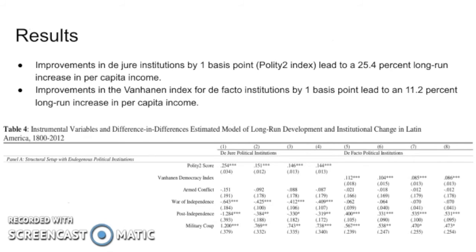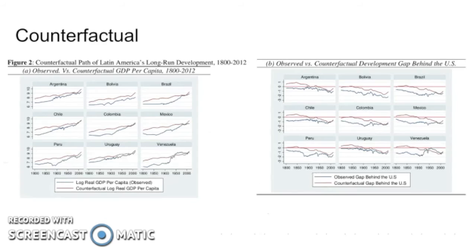The following are some key findings in the baseline results, which strongly suggest powerful effects of both dimensions of political institutions on long-run development. In column 1, improvement in de jure institutions by 1 basis point is associated with a 25.4% long-run increase in per capita income. In column 5, the same change in de facto institutions is associated with an 11.2% increase. Both of these results are statistically significant at 5%, which offers confirmatory evidence of the original two hypotheses.